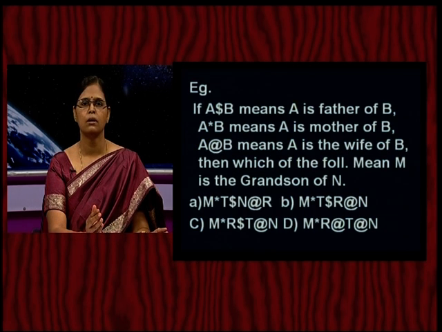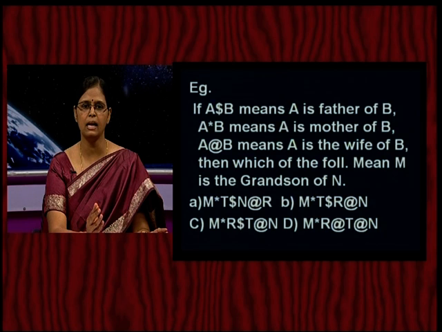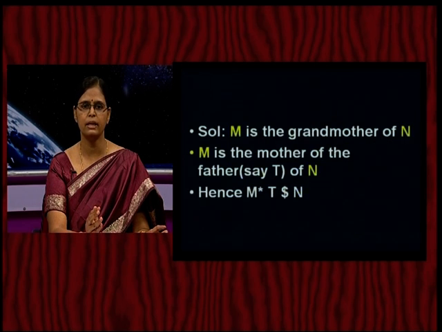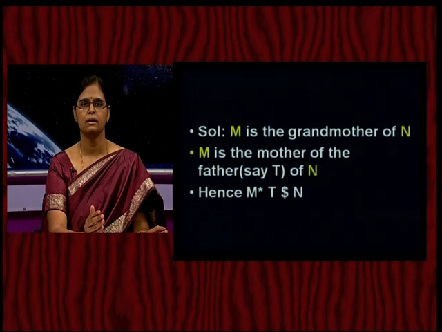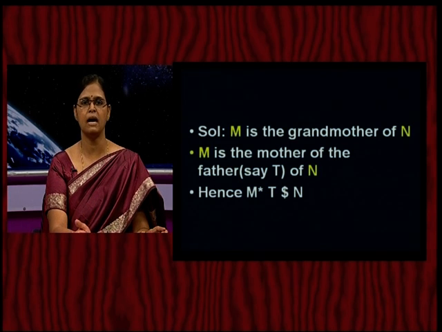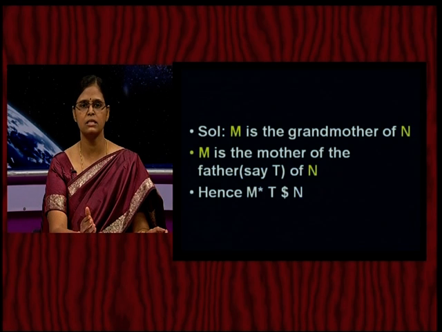So, look, A dollar B means A is father, and then A star B means A is mother. So if we use these two, what is the relationship? The required relationship would be M star T dollar N. So, M star T, M is the mother of T, who is the father of N, father means dollar. So, what is the relationship between M and N?